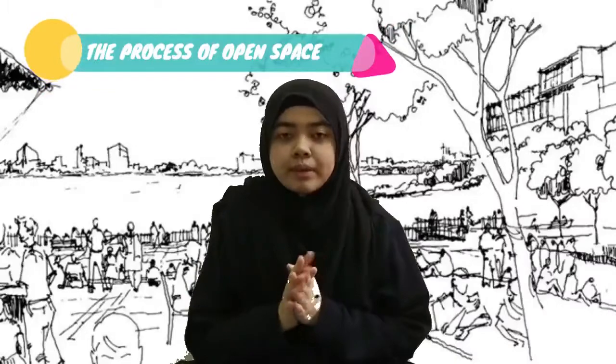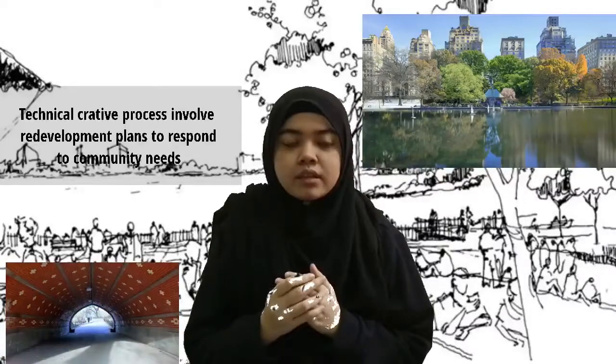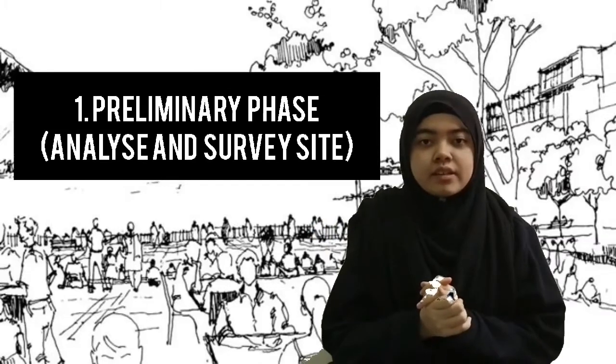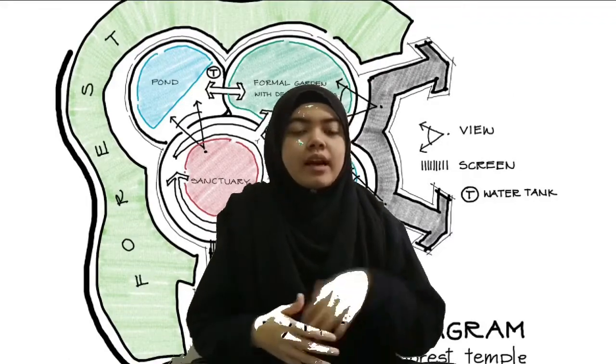I'm going to explain to you how open space is formed and how it is done. Basically, open space planning is a technical, creative process which involves redevelopment. Redevelopment plans respond to community needs. It consists of three phases. Number one, the preliminary phase. At this stage, designers need to analyze and survey the site and the surroundings, and how people interact with the surroundings.